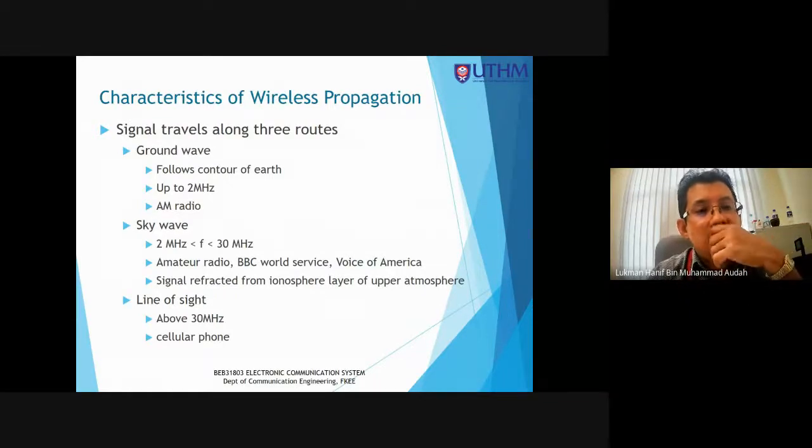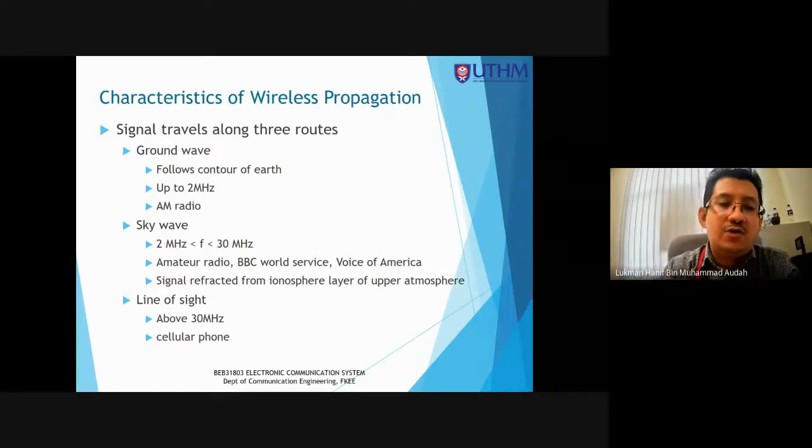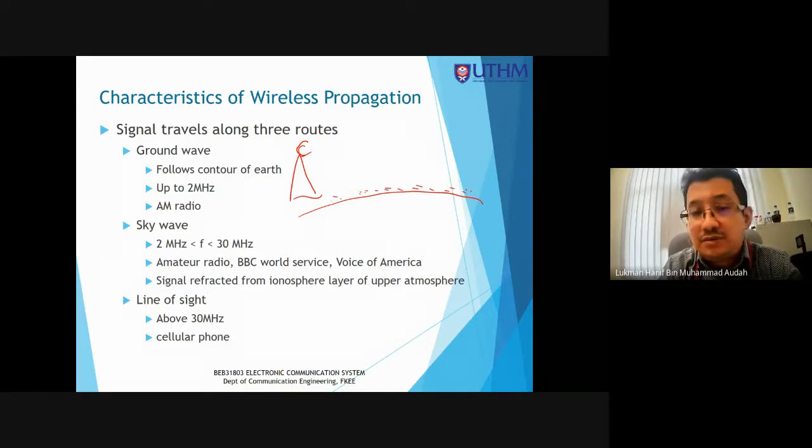So this is about the characteristics of wireless propagation. Signals travel around 3 routes: ground wave, sky wave, line of sight. So, macam mana bentuk ground wave? Ground wave ini biasanya adalah signal yang dipancarkan daripada pencawang telecommunications kepada pengguna di bawah sini pada ground sini aja. So here we have many users which use, for example, the telephone system, mobile system, where the wave travels something like this to the ground.